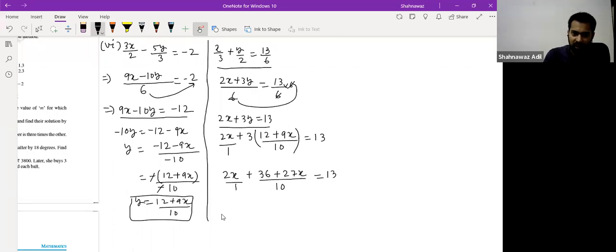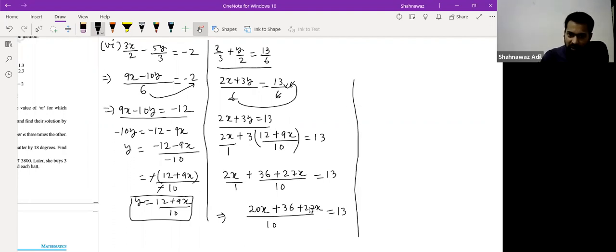Is equal to 13. Now we will take the LCM. So the LCM is 10, and this is 20x, 20x plus 36 plus 27x is 130, right? So this will be 20x plus 27x, 47x plus 36, by 10, equals 13. So this goes here. So 47x plus 36 equals 130. Oh, I already wrote the answer.